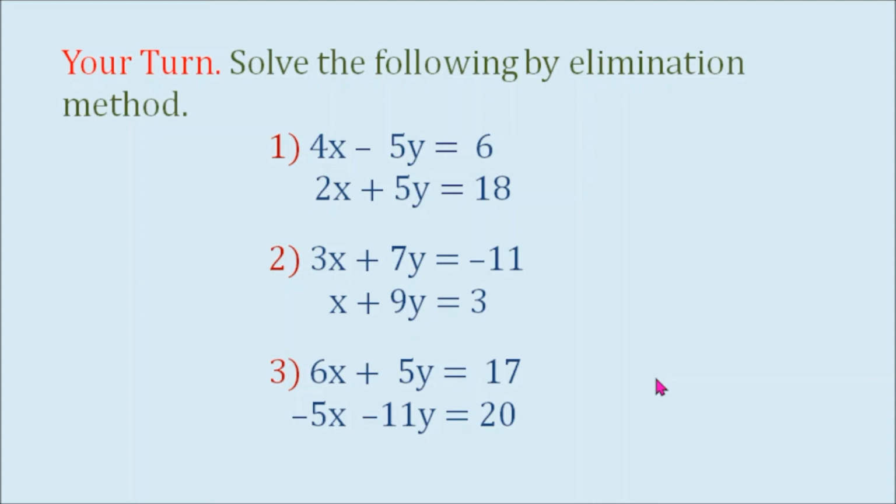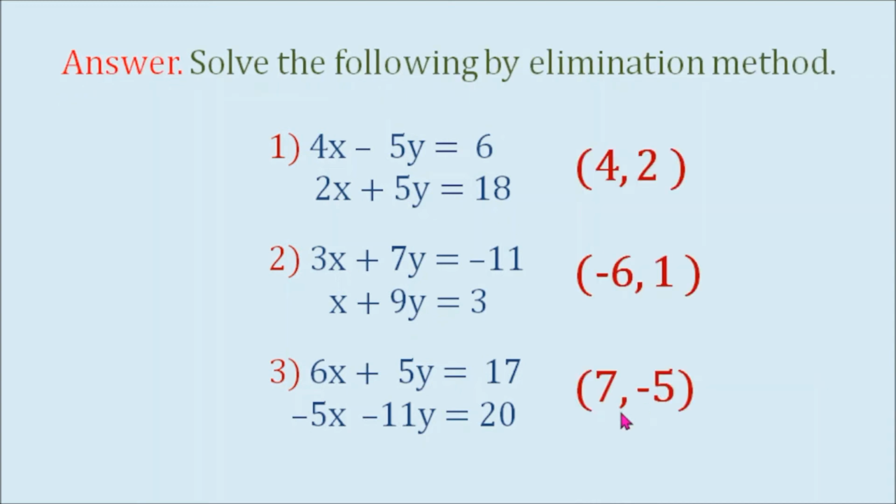Now I will show you the answer. For number 1, x equals 4 and y equals 2, or coordinates 4 and 2. For number 2, x equals negative 6 and y equals 1, or coordinates negative 6 and 1. For number 3, x equals 7 and y equals negative 5, or coordinates 7 and negative 5.